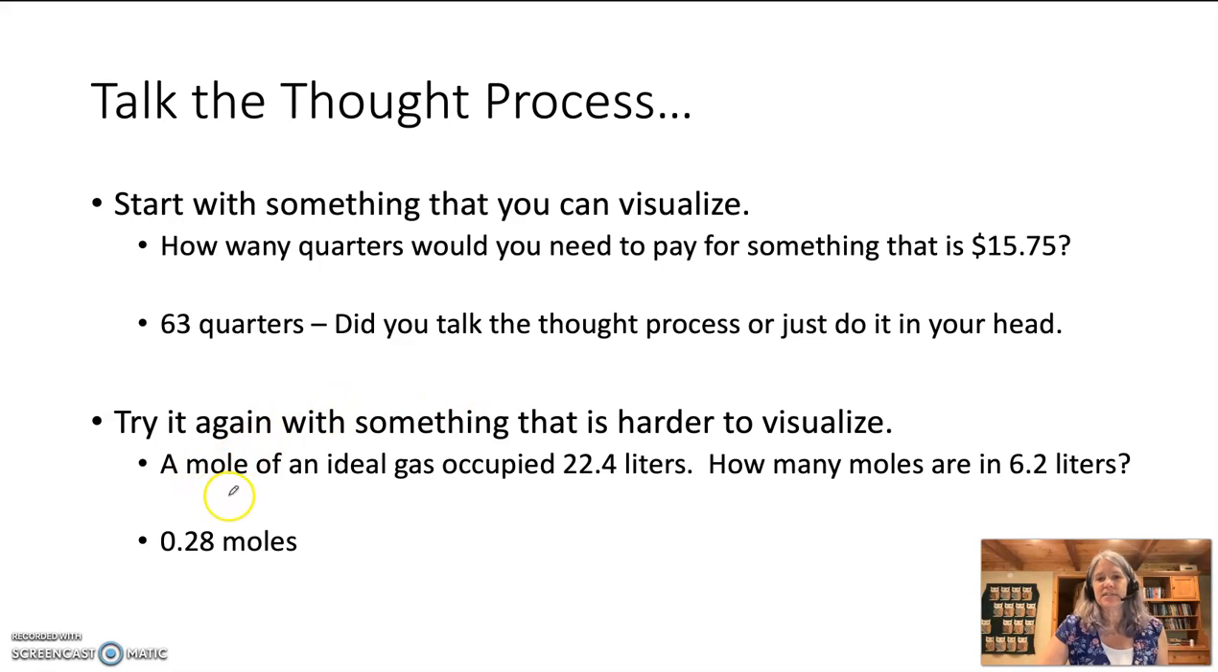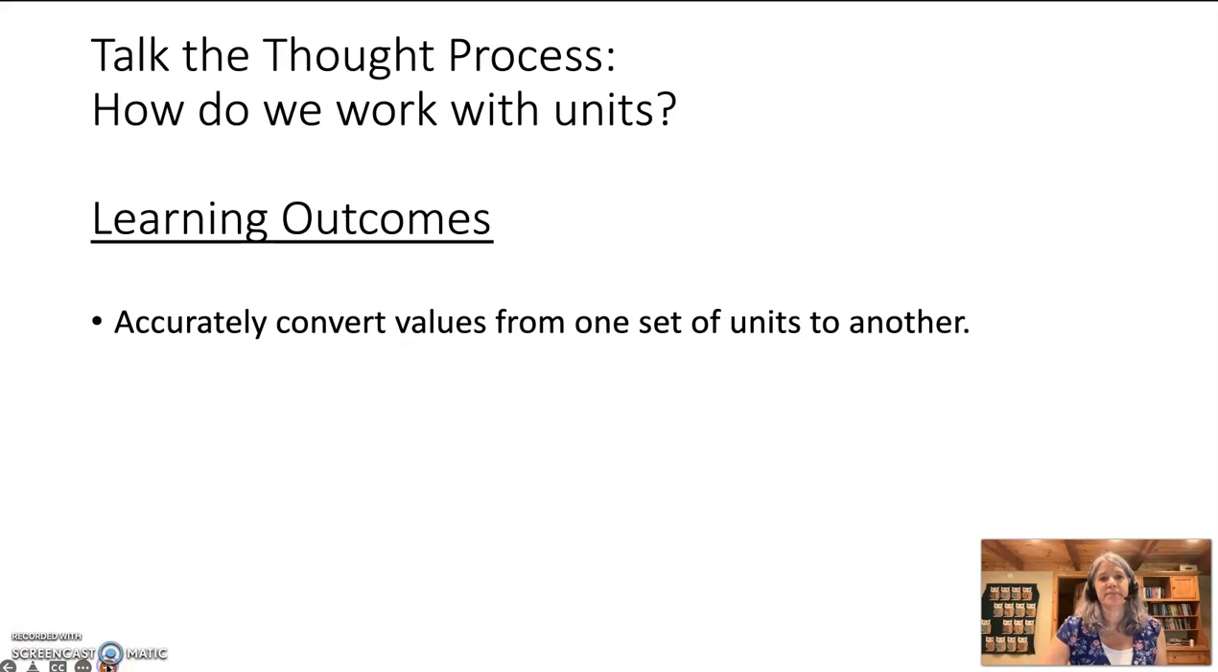And then finally, do the same with the moles of the ideal gas. You should have 0.28 moles. And again, it makes sense, right? This is about 1/3. And if you have 22.4 liters, this is a little less than 1/3 of the quantity that you have. So you always want to talk through the process in that way.